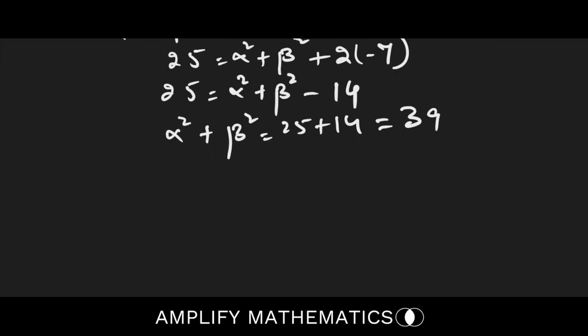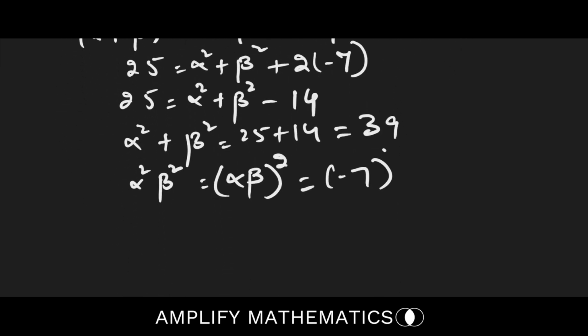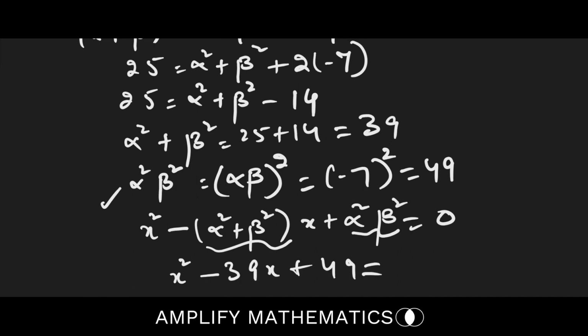Okay. And alpha square beta square is alpha beta whole square. And what was alpha beta? It was minus 7. This is 49. And now we can write down the quadratic equation whose roots are alpha square and beta square. So therefore it should be x square minus (alpha square plus beta square) into x plus alpha square beta square, for which we have already found out the values. This is x square minus 39x plus 49 equals 0.